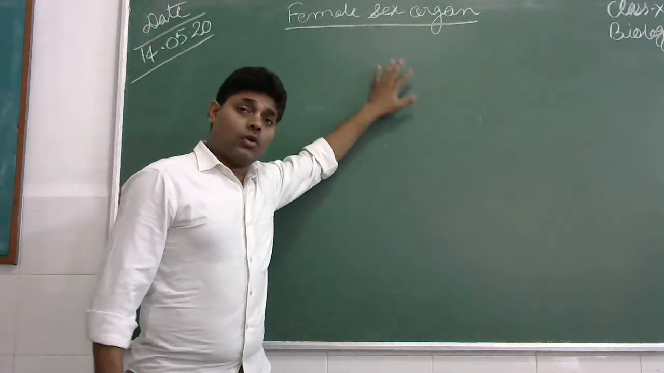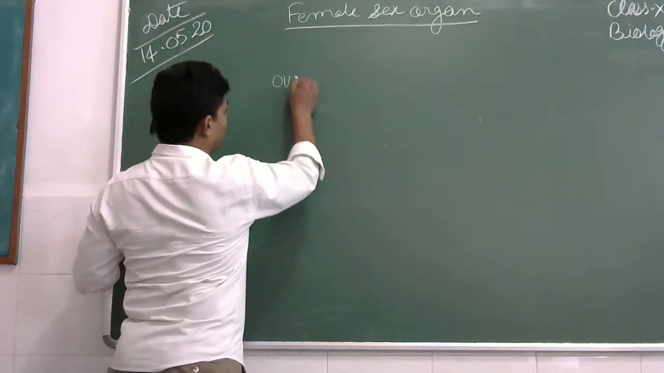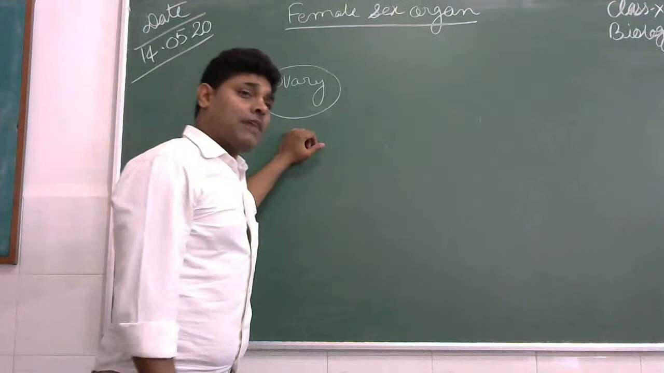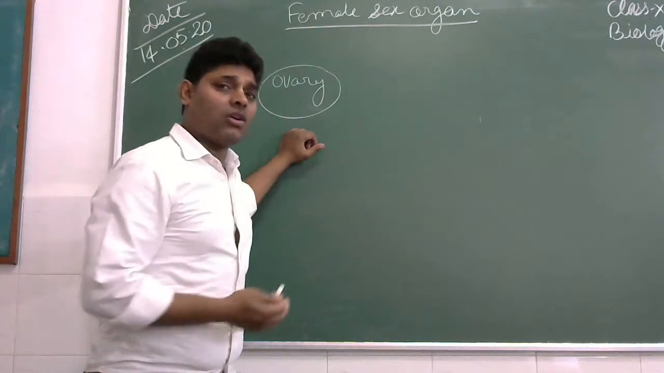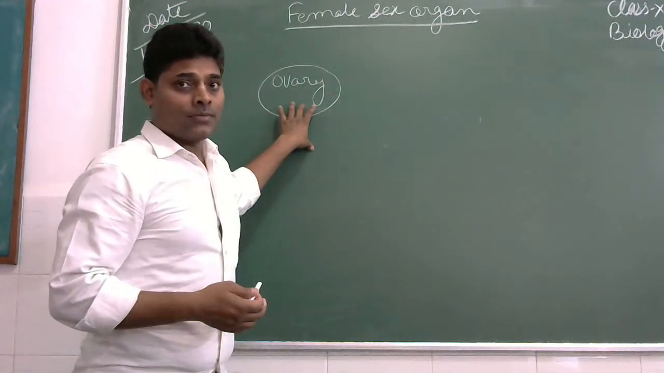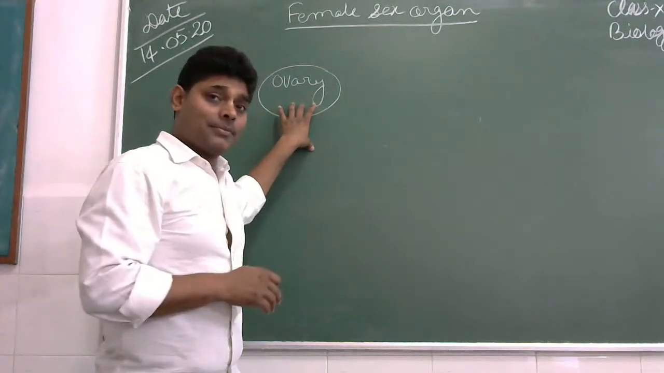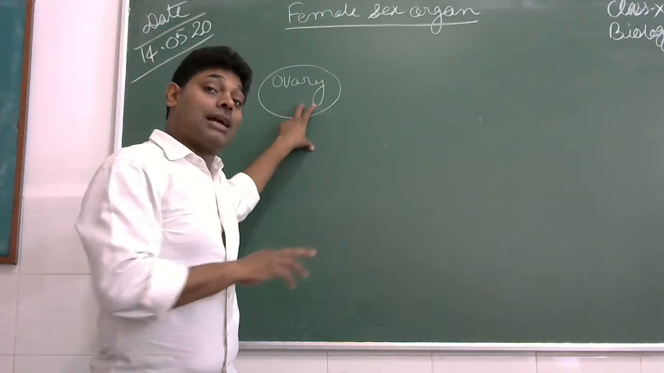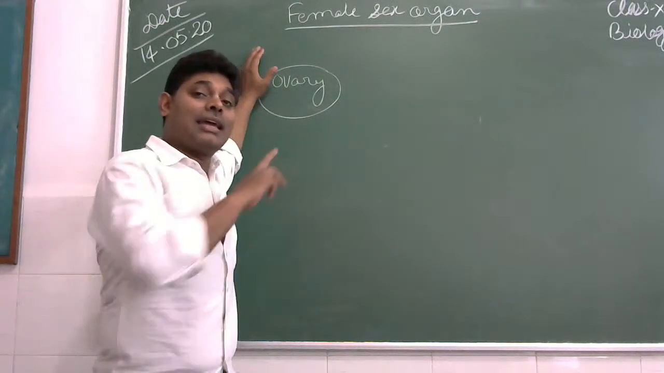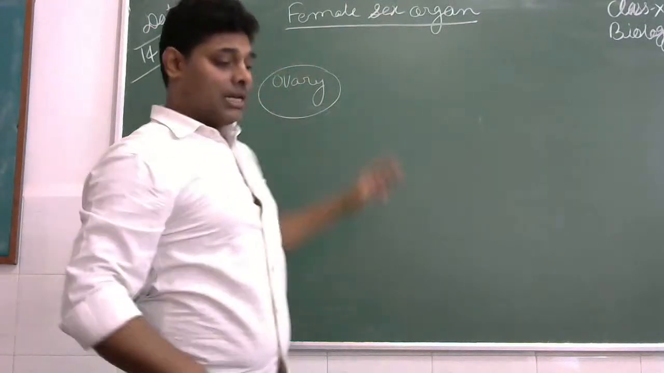As we know, the testis is the male sex organ and the ovary is the female sex organ. It develops before or within the seventh month of the fetus, and at the same time oogenesis starts. In the human male, spermatogenesis starts at puberty, but in the human female, oogenesis starts at the embryonal stage. How is it? So I'm telling you.